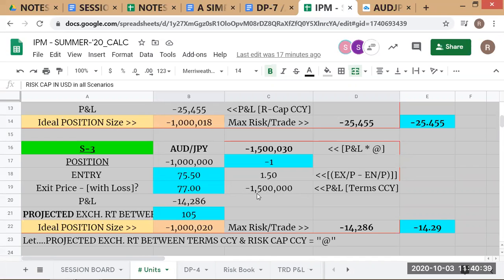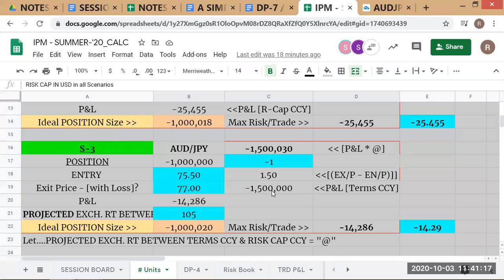So for the purpose of this calculation, there is no conceptual difference between the dollar rupee and the dollar yen, because in both cases the dollar is the base currency, and the yen and rupee are the terms currency. Is this clear? Yes, sir. So in the second part of the RHS, your job is to write a factor which will convert the terms currency PNL to the risk cap currency PNL. So basically a terms currency amount has to be converted into a risk cap currency amount.